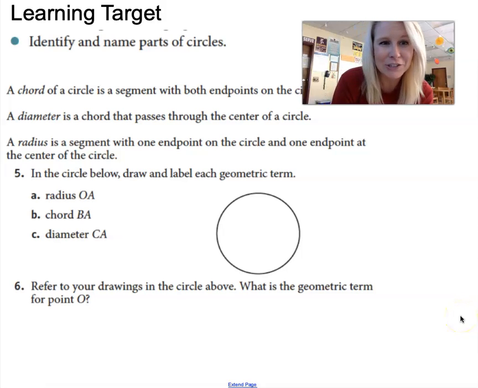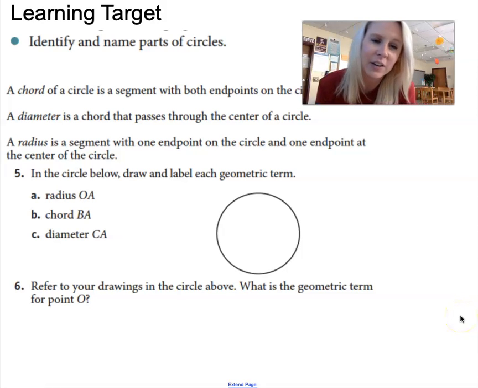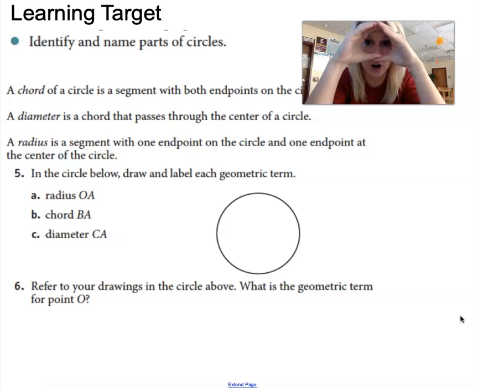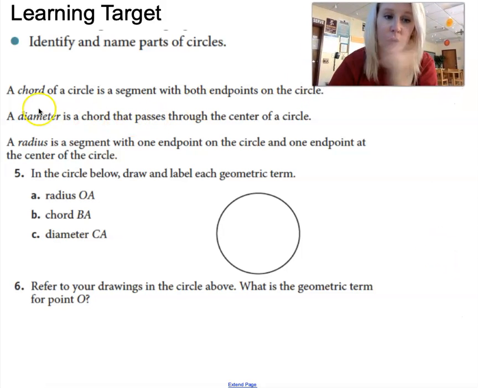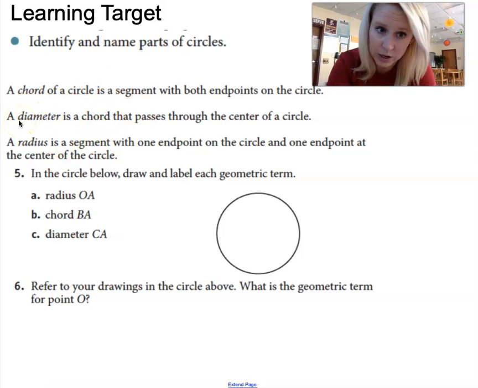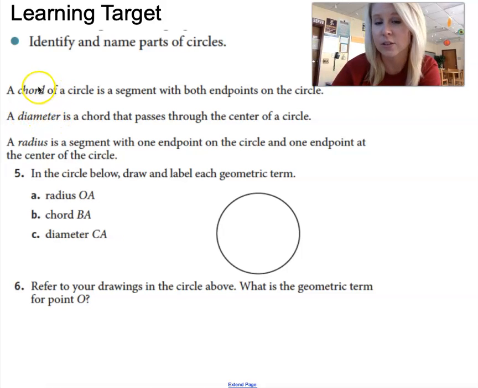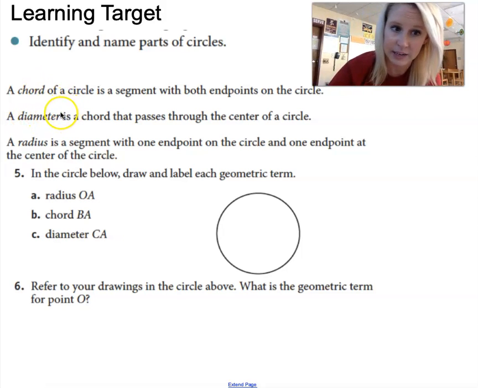Welcome to part 2. In this lesson, we're going to learn how to identify and name parts of a circle. Some vocabulary we need to learn: a chord of a circle is a segment with both endpoints on the circle. A diameter is a chord that passes through the center of a circle. So a diameter is a chord, but a chord isn't always a diameter.